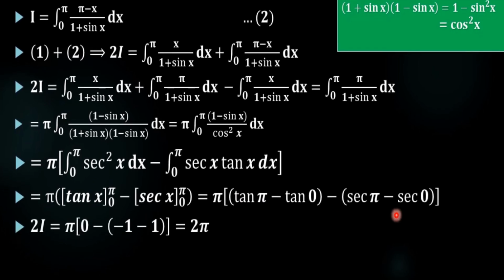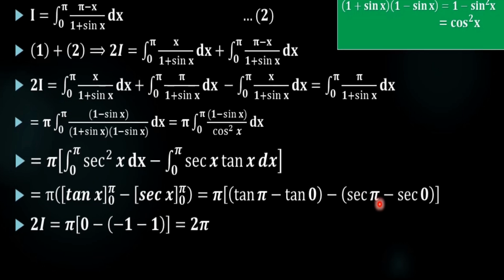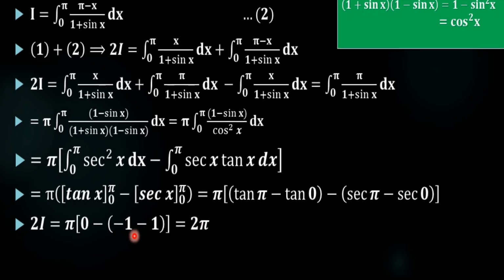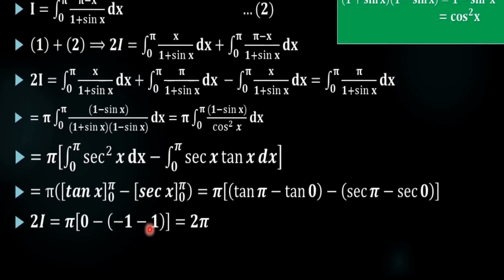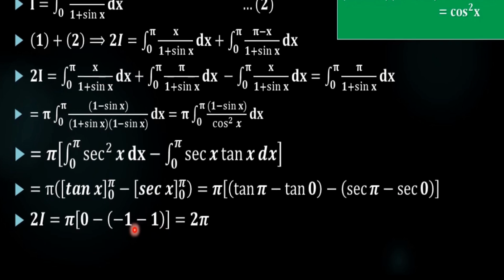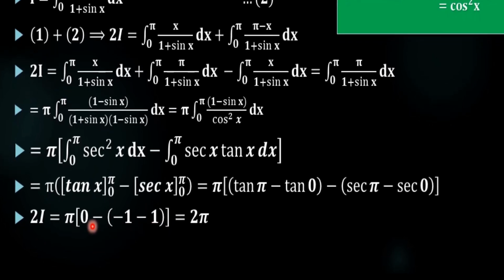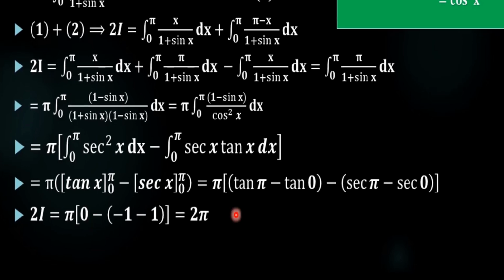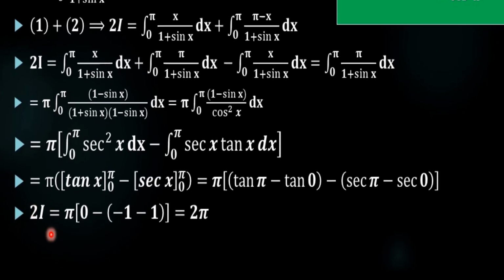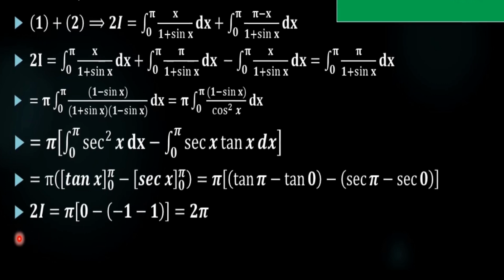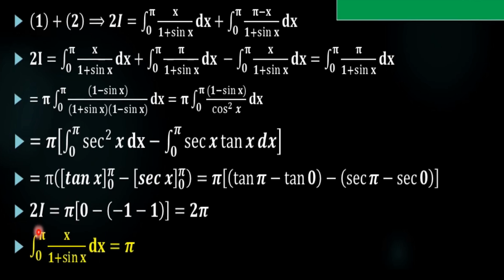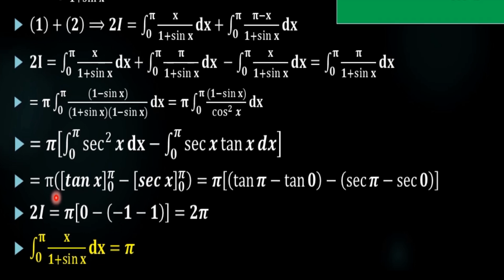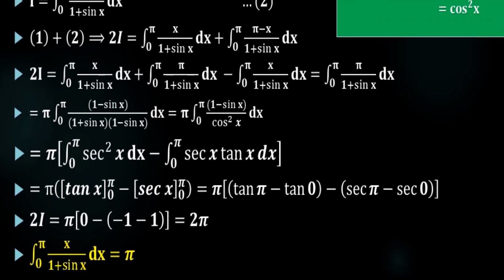What about sec pi? Sec pi is 1 by cos pi. Cos pi is negative 1. So, negative 1 minus, what is sec 0? That is 1 by cos 0, which is 1. Negative 1 minus 1. Now, what is that? Minus of minus, minus 2. Minus 2 into minus, we will get plus 2 pi here. On cancelling 2 and 2, we will get the value of the integral, that is I equal to pi. That is, integral 0 to pi x by 1 plus sin x dx equals pi. This is the required result.